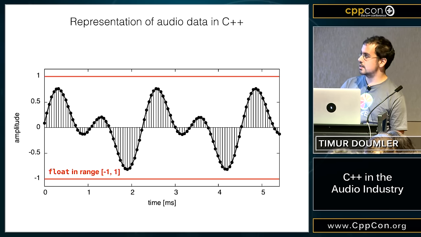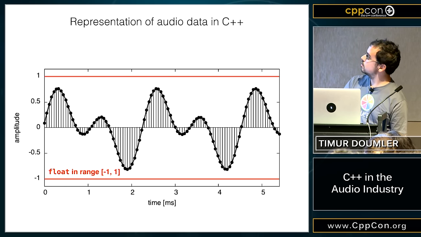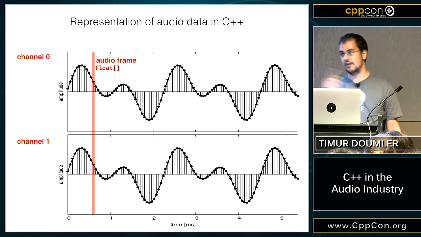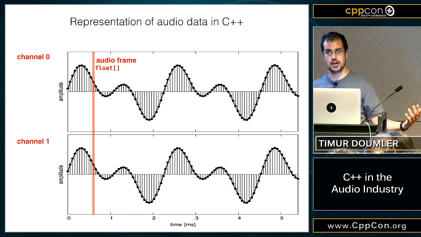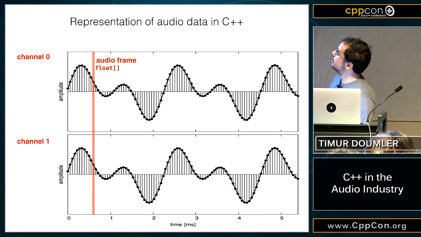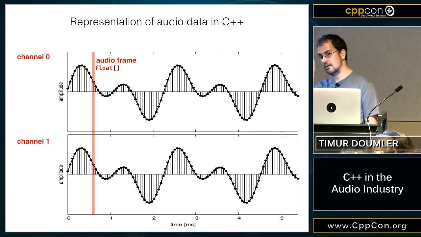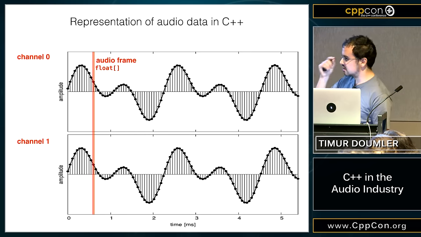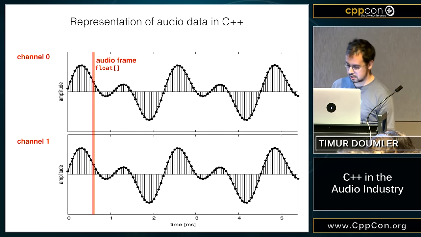The other thing is that you might have several channels of audio. Typically you will have at least a left and a right channel, or if you're surround, you may have six. Then we have an audio frame, which is one sample per channel, an array of floats. In this case, it would be two floats representing one little snippet of audio, which is just a tiny fraction of a millisecond.